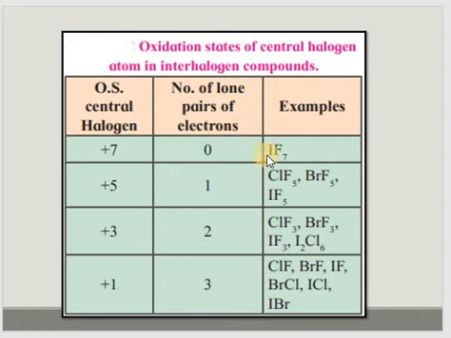Here, if I am talking about oxidation state of I in IF7, it is +7. Oxidation state of Cl in ClF5 is +5. In BrF5, the oxidation state of Br is +5. Oxidation state of Cl in ClF3 is +3. Or oxidation state of iodine in I2Cl6 is +3. And the last, like BrCl molecule is having oxidation state of Br as +1. So this is all about interhalogen compounds.